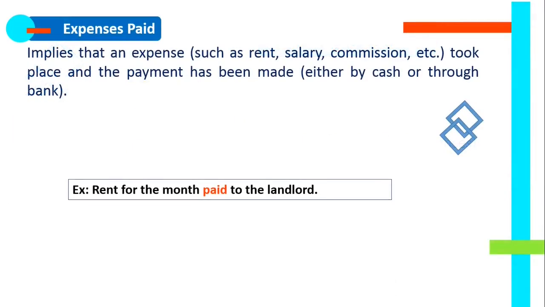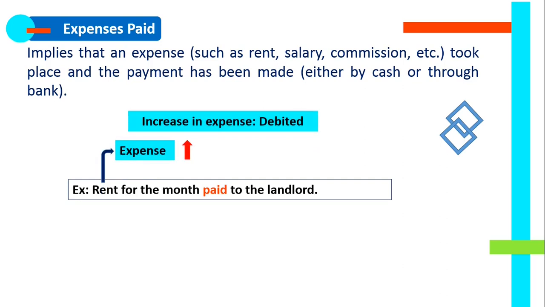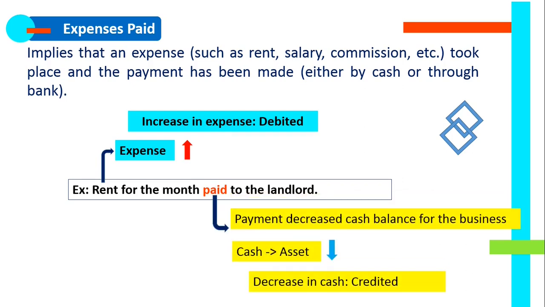Expenses paid implies that an expense such as rent, salary, advertisement was incurred and the payment is settled, or the payment has been made by the business. For example, rent for the month paid to the landlord. Here, rent is an expense and any increase in expense is debited in the journal. Since the payment is made, the cash balance with the business has decreased. Cash is an asset and any decrease in asset is credited in the journal.